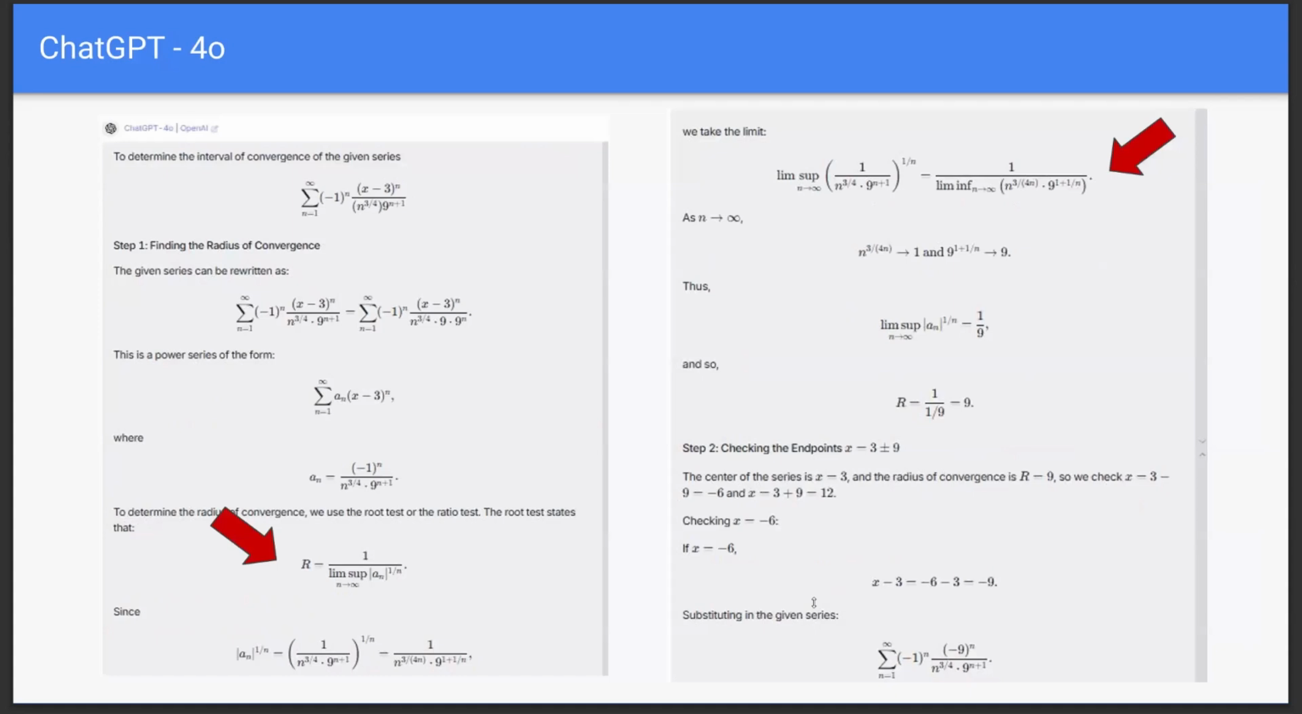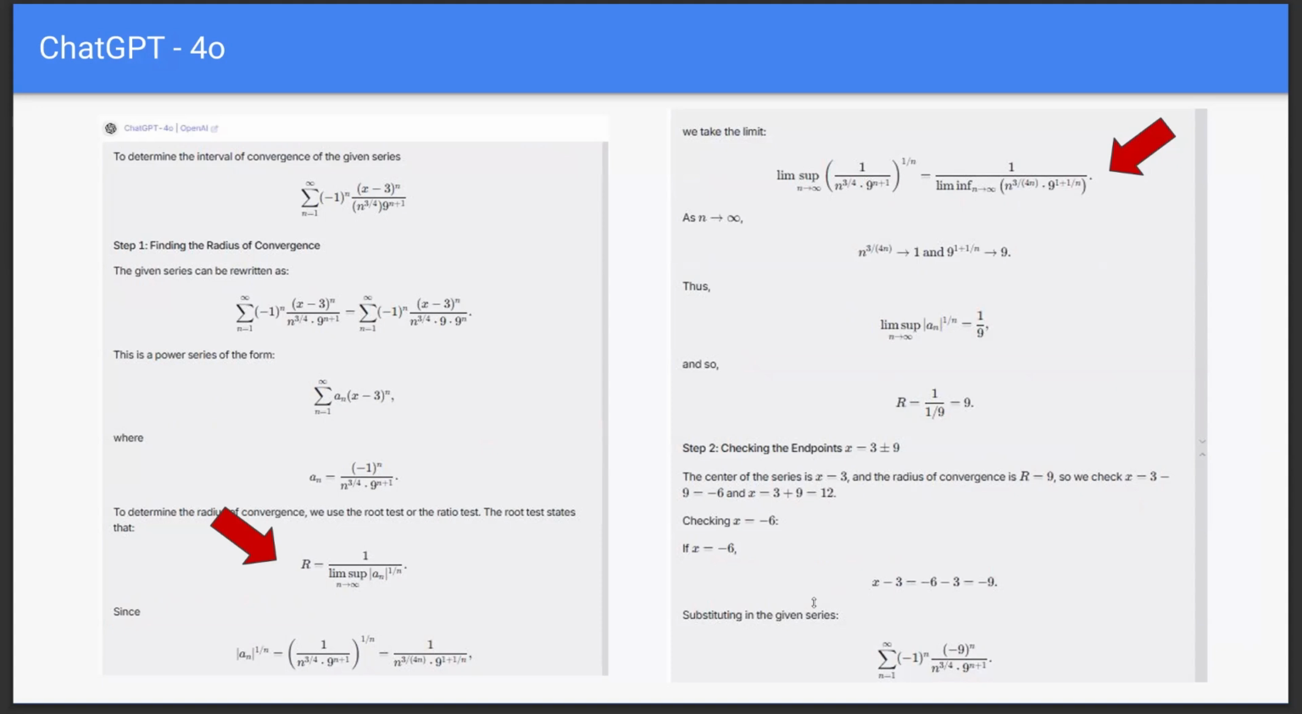Okay, last one is ChatGPT. So the main thing I noticed about this response, it's in this slide right here. So it says to determine the radius from convergence, we use the root test or the ratio test. The root test states that R equals 1 over lim sup, the absolute value of a sub n to the 1 over n. I don't think anybody in calculus really knows what lim sup is.